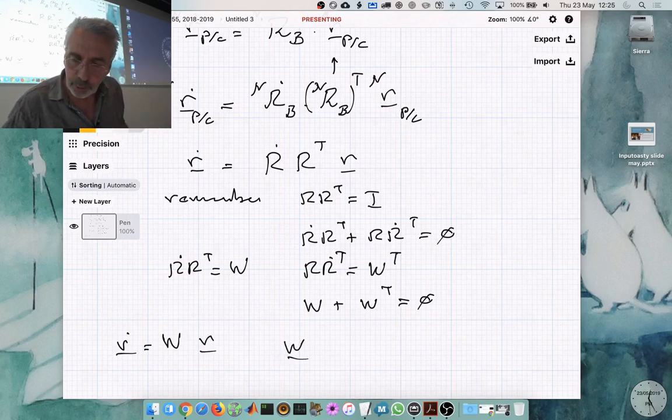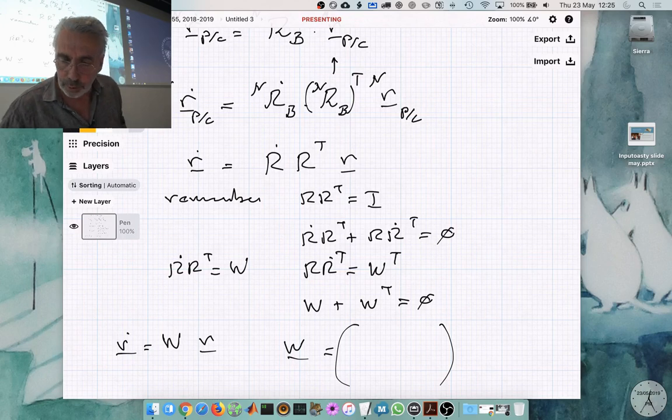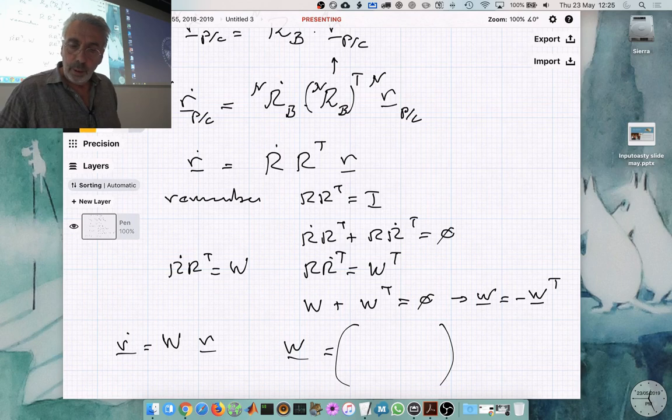And this W with this thing, if W plus W transpose is 0, then apparently the matrix W is equal to minus W transpose. Well, which matrix complies with that? If something should be the negative of its transpose, then on the diagonal we can have zip, because a minus 1 is never equal to plus 1.